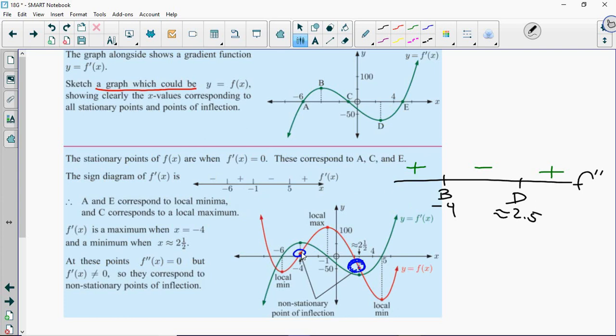Then at -4 until -1, the function's increasing, but it's going to be concave down. And then at -1, I change again. From -1 until, what's the next number? It's D, which is around 2.5, whatever. It's going to be decreasing and concave down, so I draw that shape in. Then from that point until 5, it's still decreasing, but it's going to be concave up. And then finally, to the right of 5, it's increasing and concave up. That's all there is for this section.